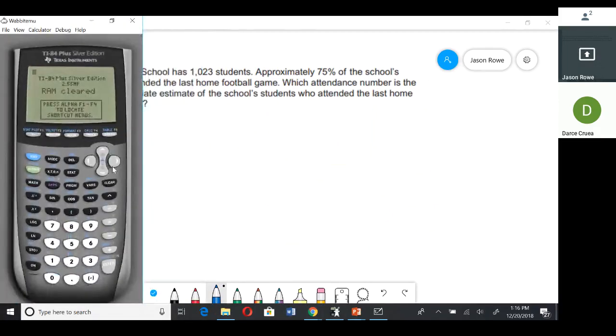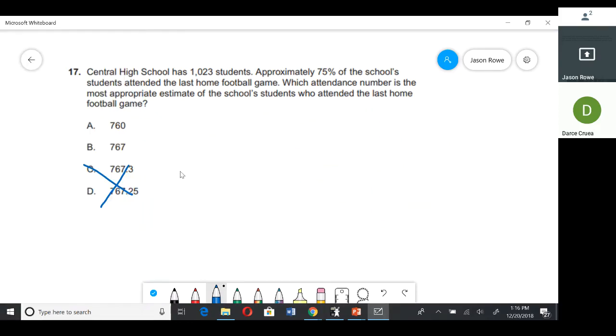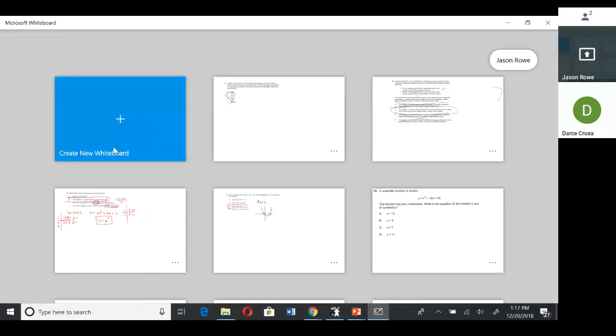The actual answer: we got 1,023, and 75% attended it, so 1,023 times 0.75 is 767.25. That's the exact number, not an estimate. But it's just rounded to the nearest whole number. I think that's a poorly written question. I do too. We wouldn't give you one like that.